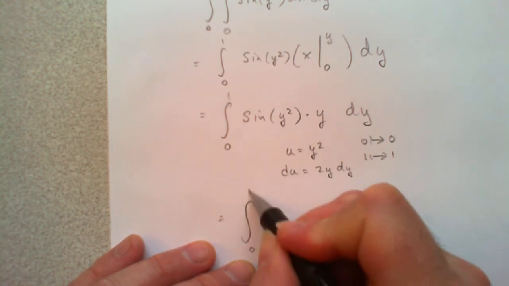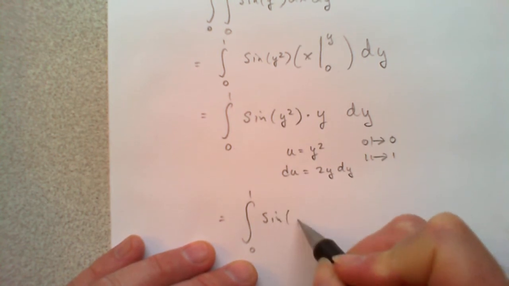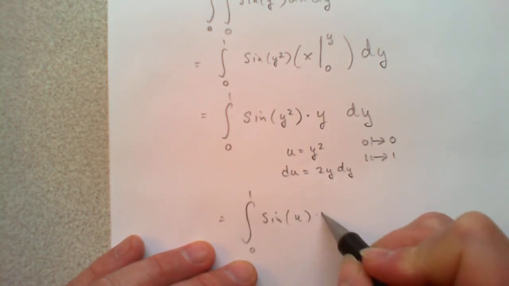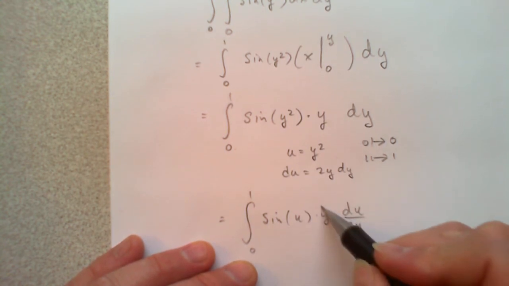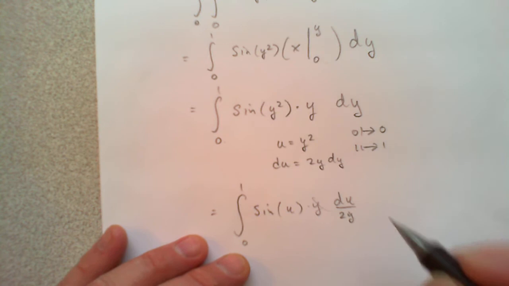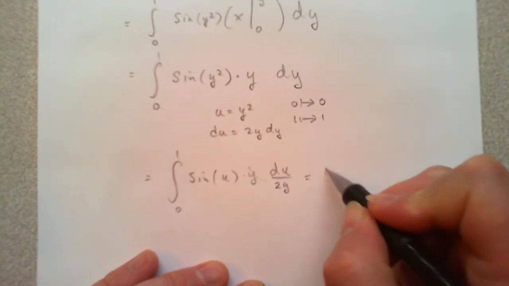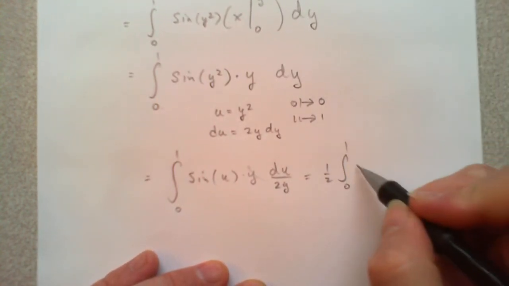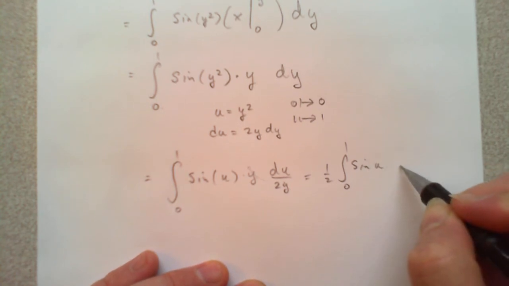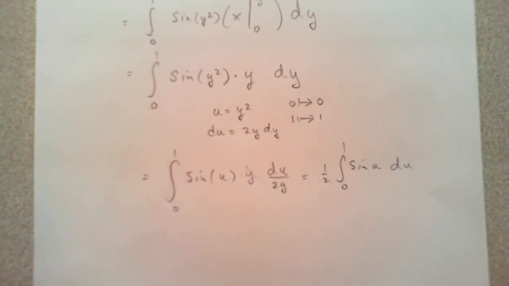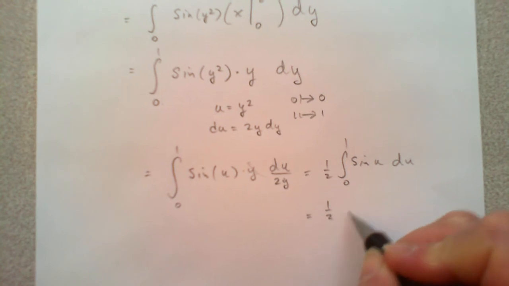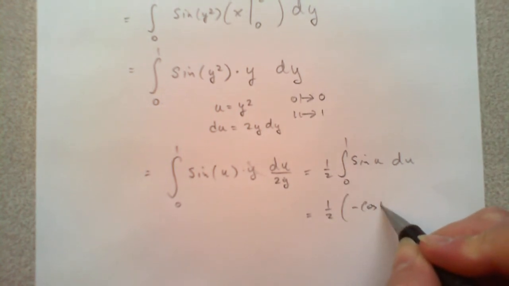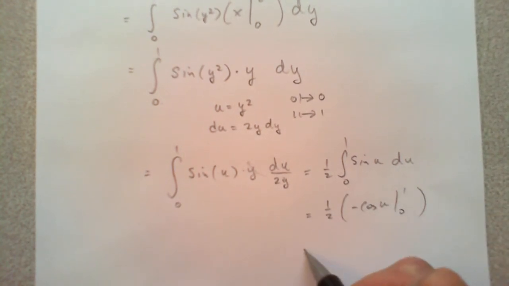So now this integral equals, I'll write every line of it, sine of u, and then you have the y, the differential is changed to du over 2y, so that cancels out those y's, and now I have 1/2 integral from 0 to 1 of sine of u du. Now, the antiderivative of sine is negative cosine. So 1/2 times negative cosine of u from 0 to 1.